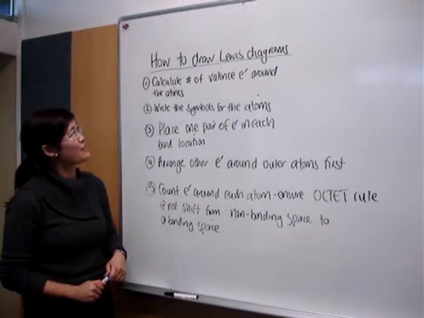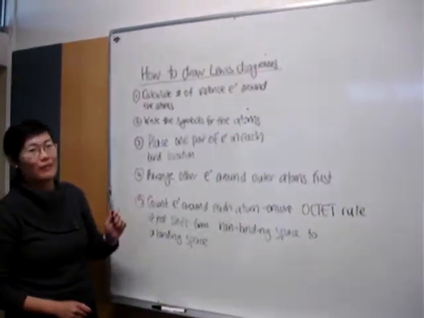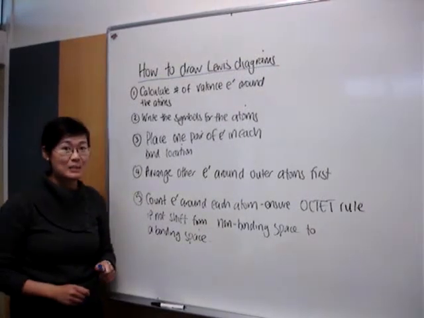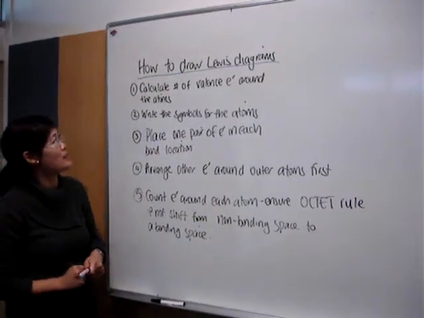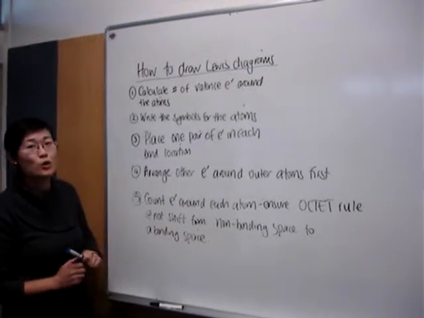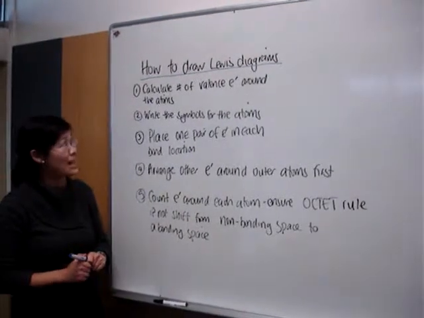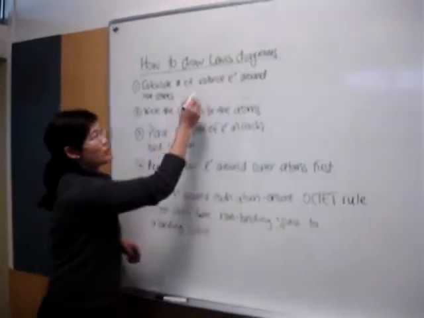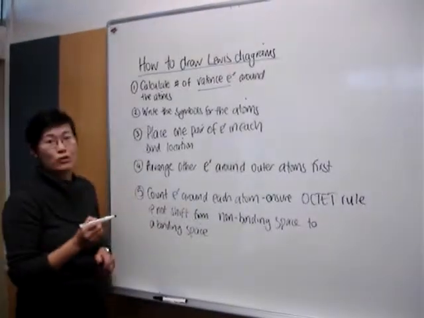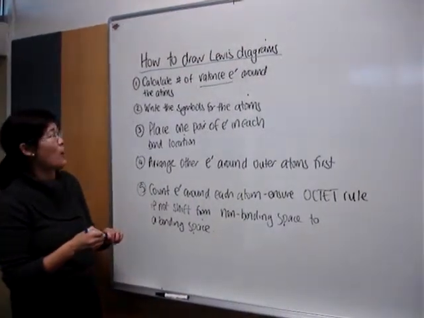Hello, today we're going to be looking at how to draw Lewis diagrams. There are 5 essential steps that you need to know about drawing Lewis diagrams, and the first one is to calculate the total number of valence electrons around the atoms. The valence electrons are the outer electrons which exist in the valence shell.